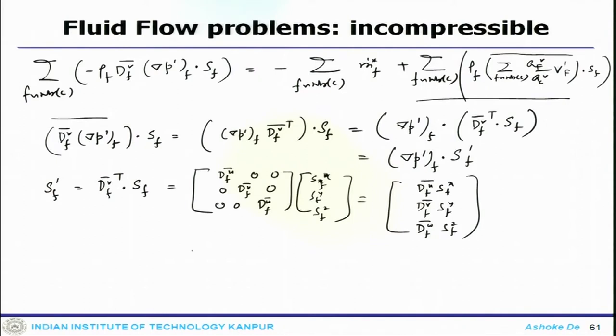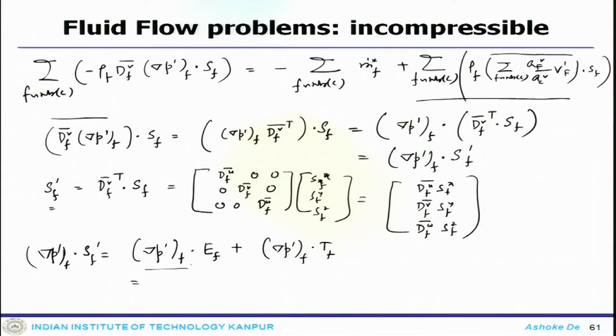So, now you can work with this prime component, the surface vector component, and the pressure correction gradient can be calculated like delta p prime f dot Sf prime equals delta P prime dot Ef plus delta P prime dot Tf. So, which is like an implicit component, this is the cross diffusion component, and this we have seen while looking at the discretization of the diffusion equation.